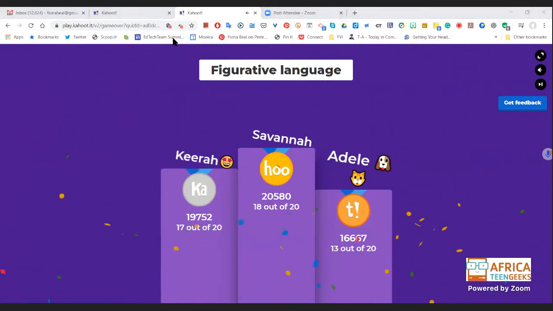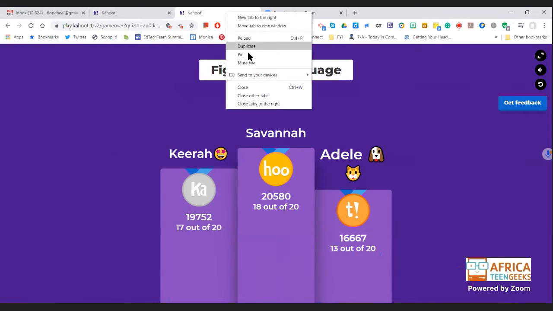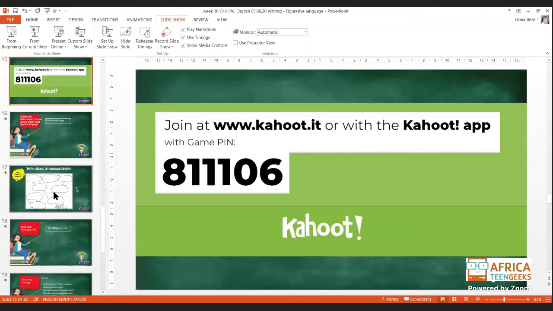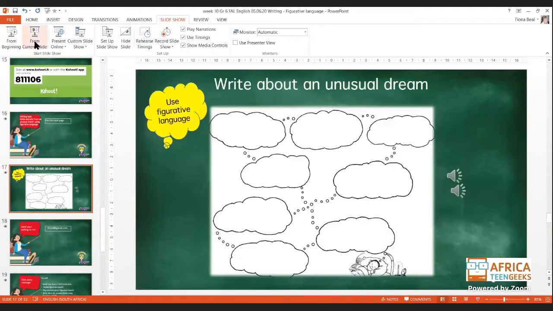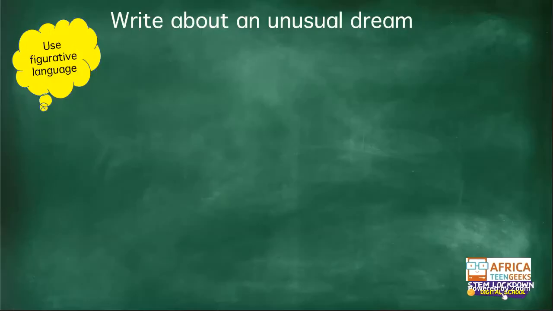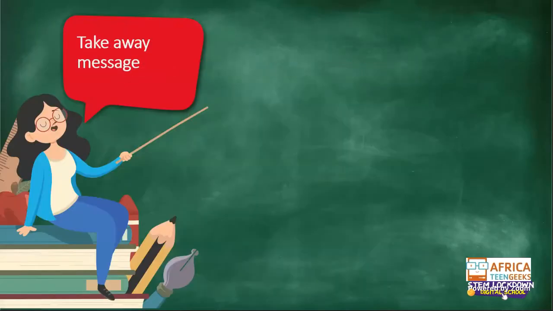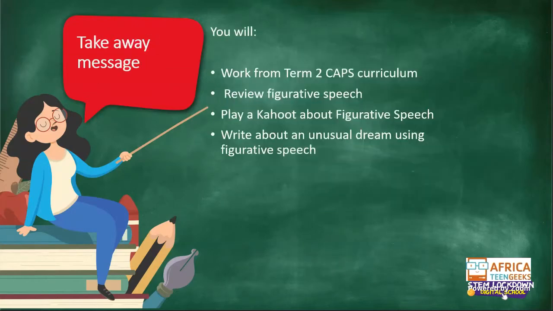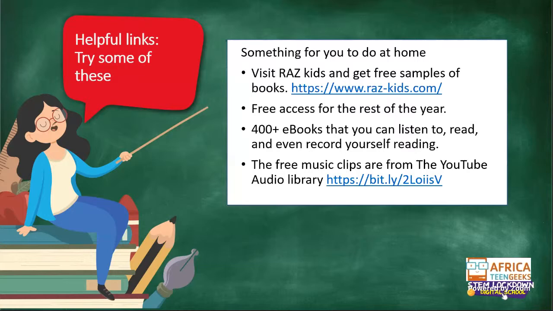Okay, so now what I need to do is just mute the site and get back to my PowerPoint, which is over here. Okay, everybody, well done. So we're not going to have time to do any of our other activities that I wanted us to do today. That took a bit longer than I realized. Okay, so let's just say that what we did today is we reviewed figurative speech and we played a Kahoot about figurative speech. We didn't get a chance to write about an unusual dream using figurative speech.